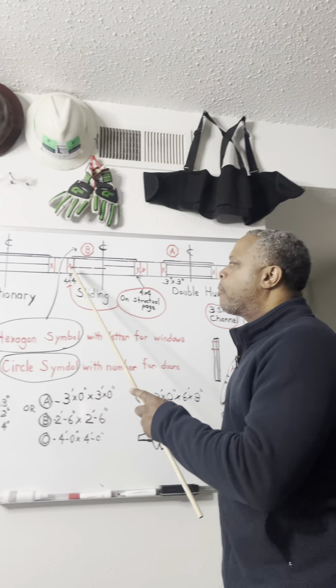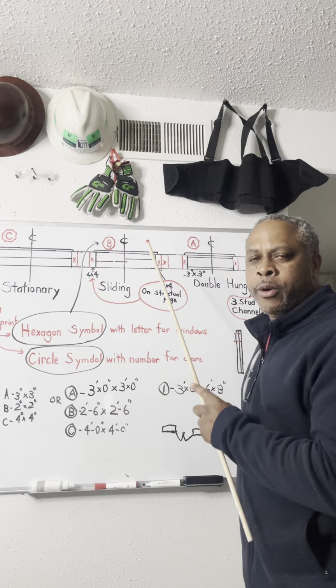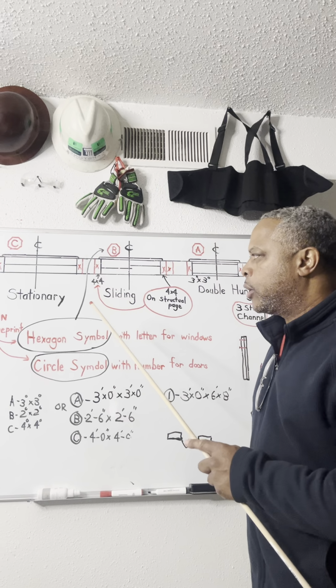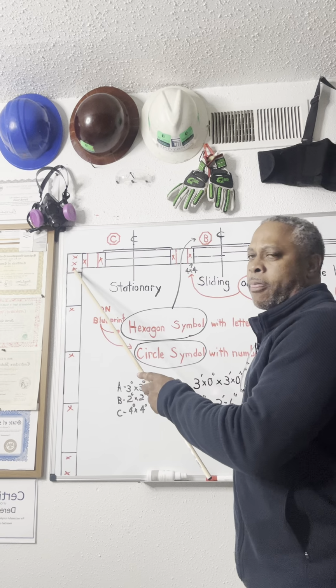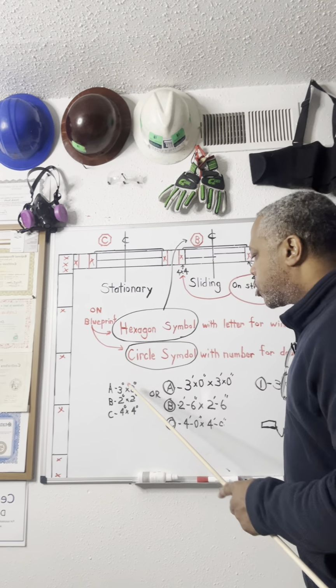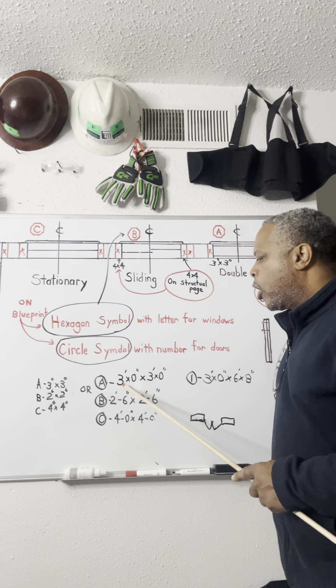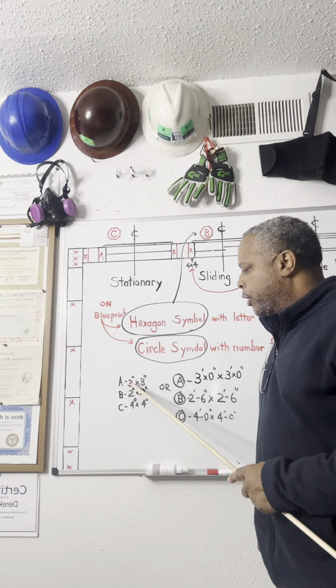Remember, 4x4, it's going to call it out on the plans, okay? Remember that. Don't forget it. The 3-stud corner, that's another type of channel, all right? Because it provides drywall, stitch nail, okay?